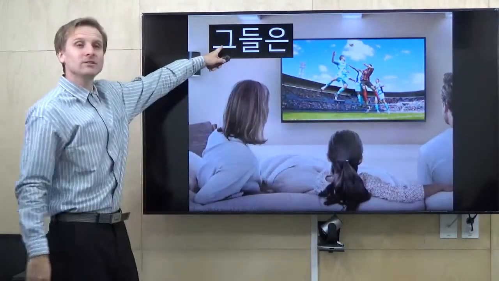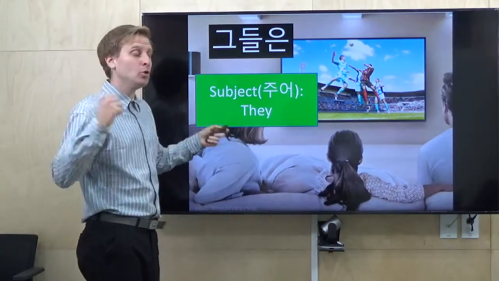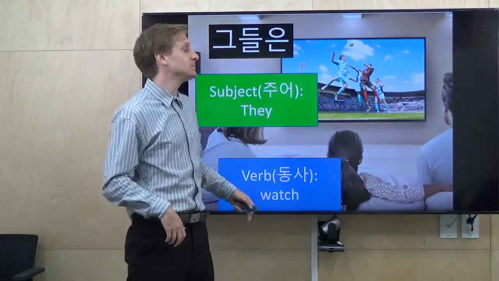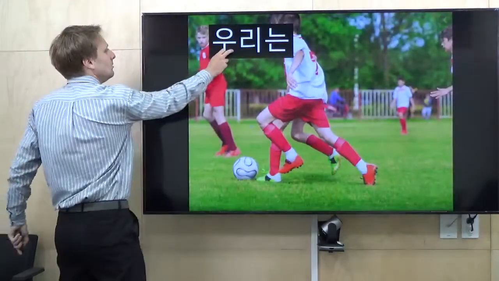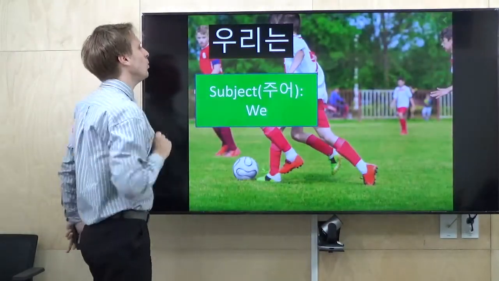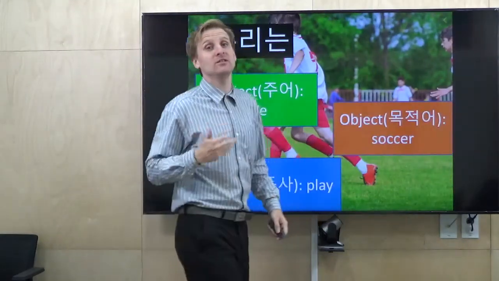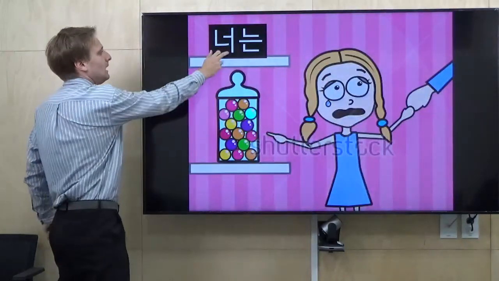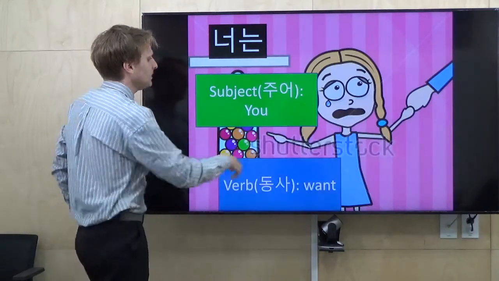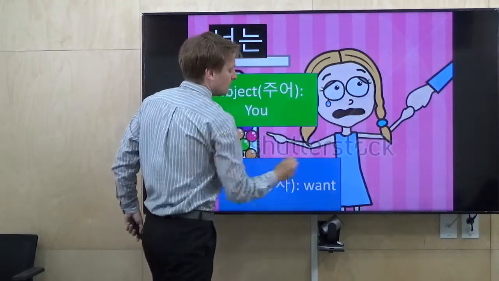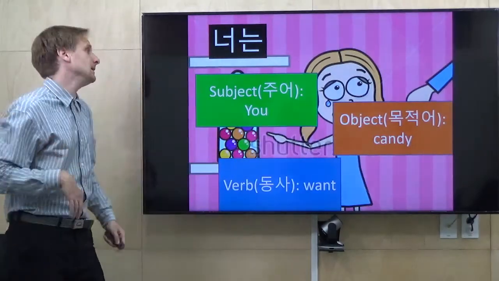Alright. Here is our pronoun. So the subject is they. What do they do? Let's use watch. And what is our object? TV. Okay. Here is our pronoun. So the subject is we. The action is play. And the object is soccer. Alright. Here is our subject, so the subject is you. She's talking to mom. The verb is want. And the object in this case is candy.